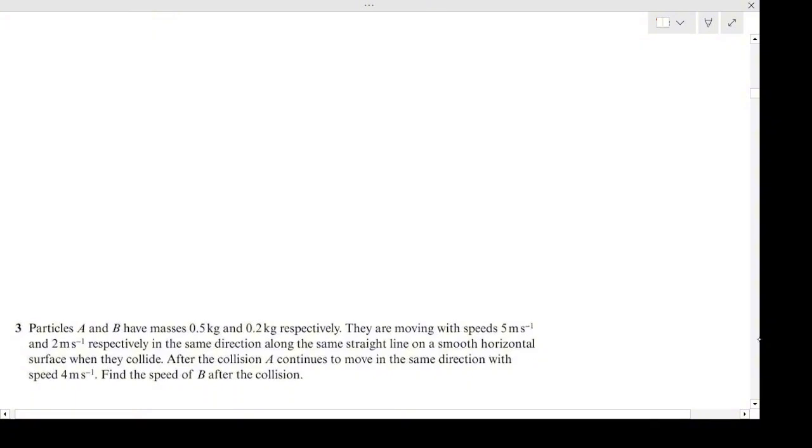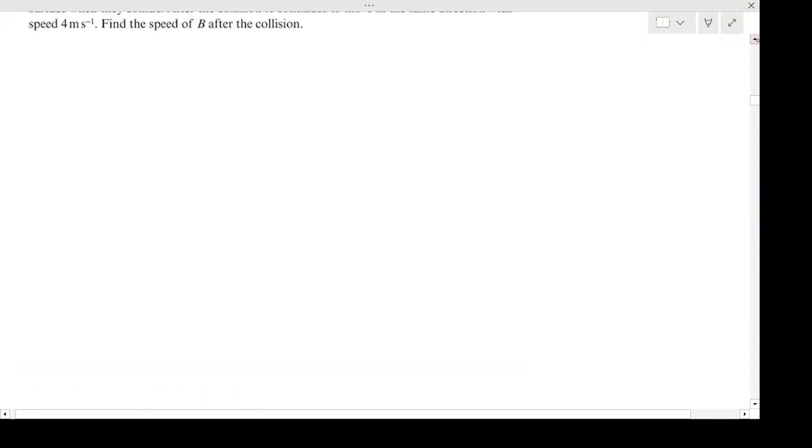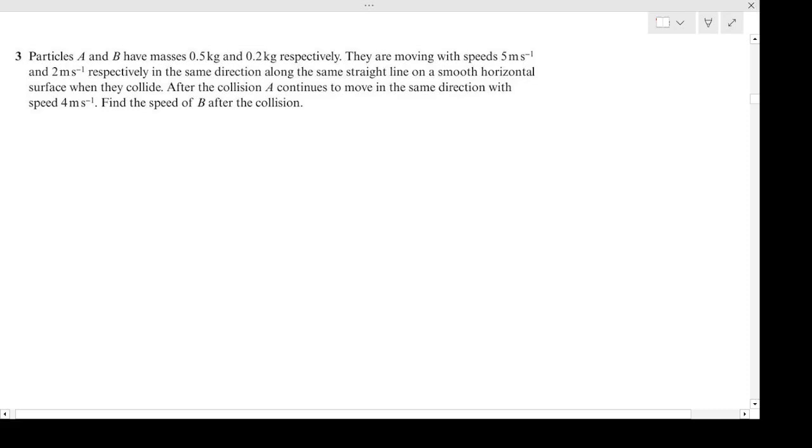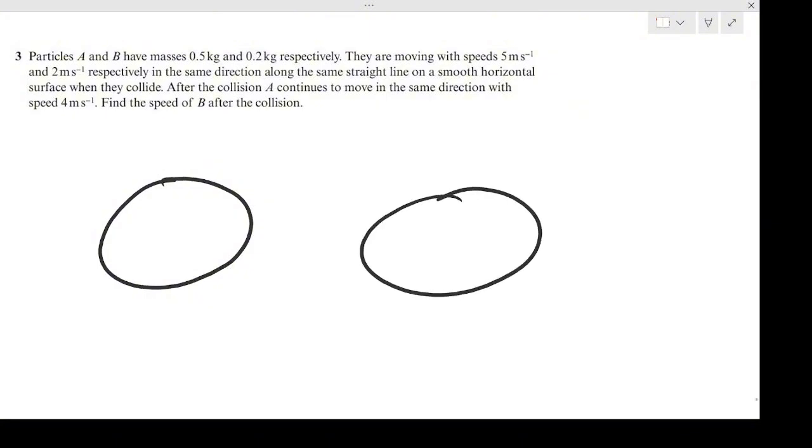Okay. Then I've got this question here. So here we're told particles A and B have masses 0.5 and 0.2. They're moving with speeds 5 and 2, respectively, in the same direction when they collide. After the collision, A continues to move in the same direction with speed 4. Find the speed of B afterwards. Again, I'm going to do the same sort of diagram. Okay, so I have my two particles here, A and B. Okay, I'm told that they're A and B.